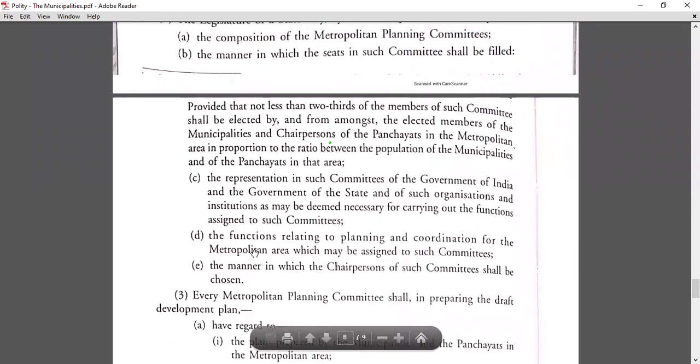Also, the state legislatures can make provisions regarding the functions relating to planning and coordination of the metropolitan area. And finally, the manner in which the chairperson shall be chosen is also dependent on the state legislature. There is no clear-cut procedure. The state legislature will do it regarding the manner in which the chairperson of such committees will be chosen.